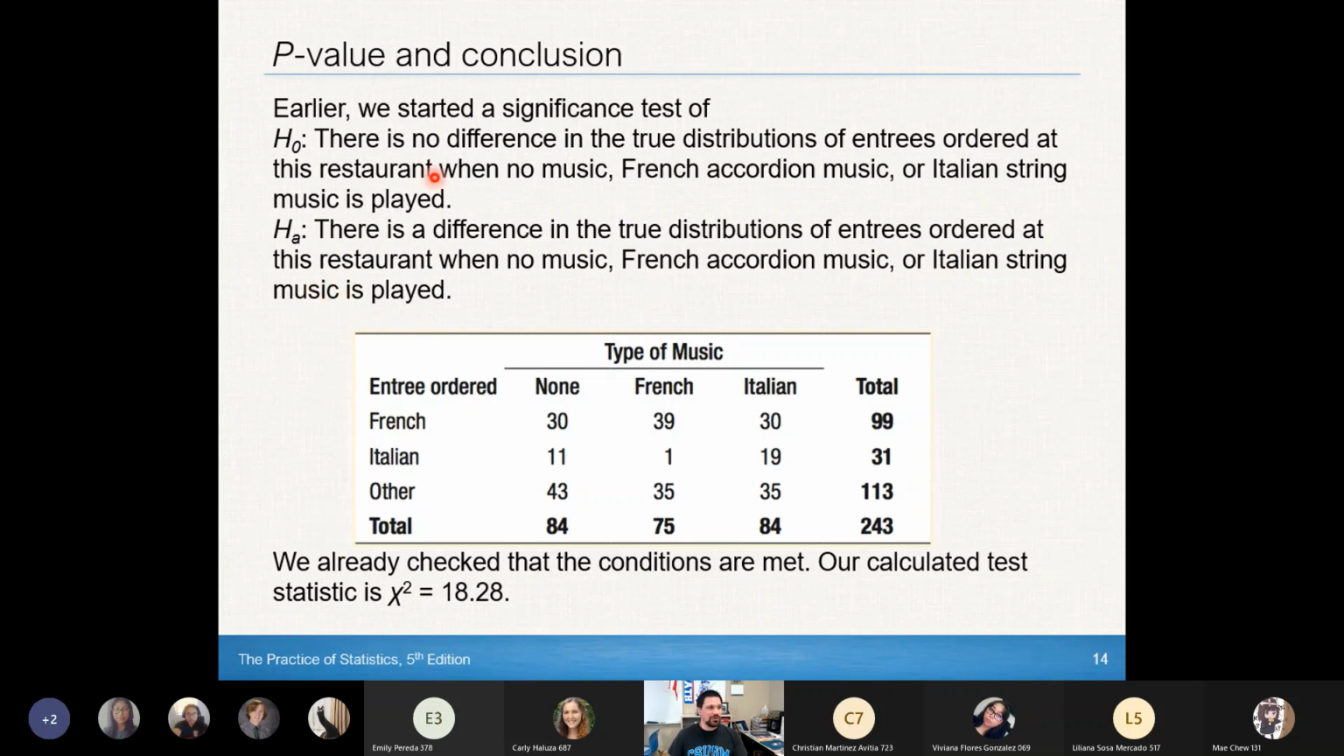Again, I want to point out the only difference between these two statements is one says there is no difference and one says there is a difference. After that is a copy-paste of the same statement. Once again, we have our observed counts. We already checked that the conditions were met. Our calculated test statistic is chi-squared equaling 18.28.